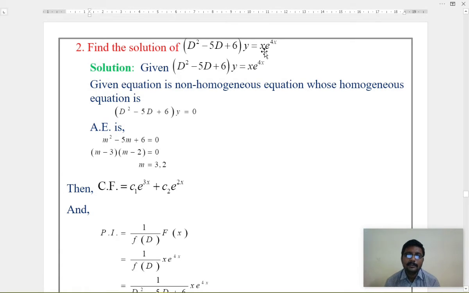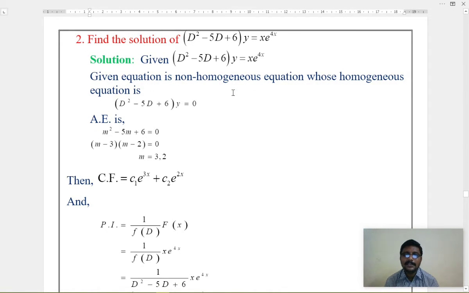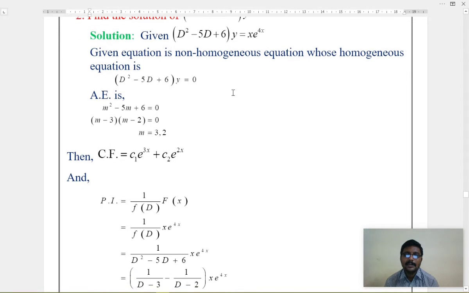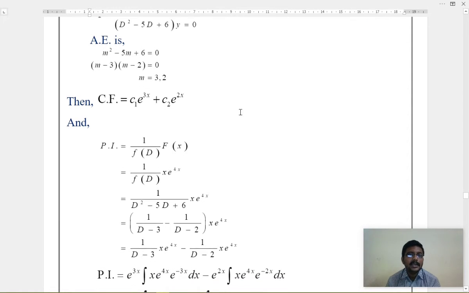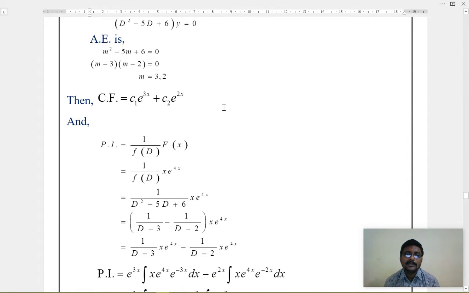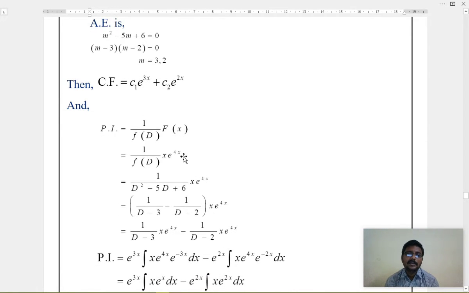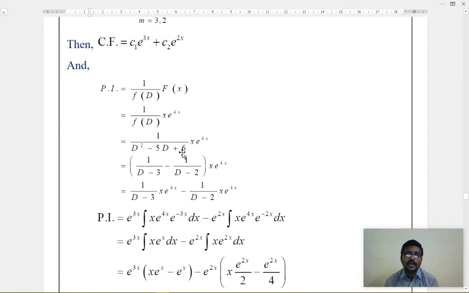To solve this type of equation, first we have to consider the homogeneous equation, D square minus 5D plus 6 of y is 0. The auxiliary equation is m square minus 5m plus 6 equal to 0, whose two roots are m is 3 and 2. Clearly the two roots are real and distinct. The CF is C1 e power 3x plus C2 e power 2x. Now the particular integral formula is 1 by f of D, f of x, so we operate 1 by D square minus 5D plus 6 on x into e power 4x.